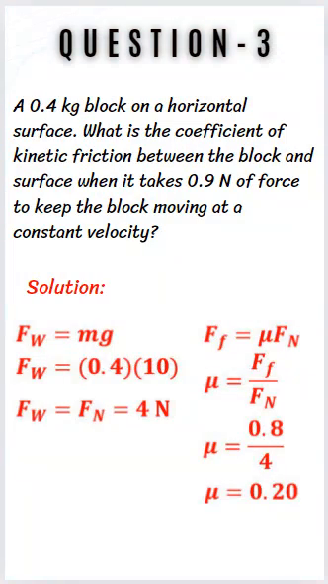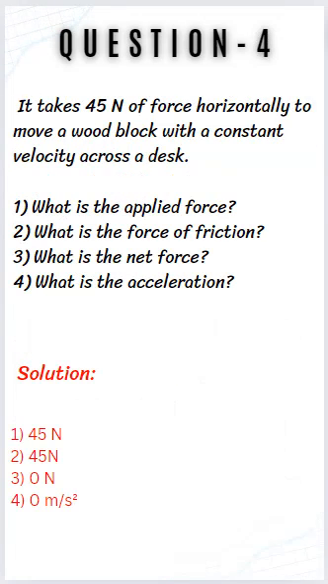In question 3, weight of the object is given, frictional force is given, and the object is moving with a constant velocity. So applied force is just enough to overcome frictional force. Coefficient of friction equals frictional force divided by weight of the object. We get mu equal to 0.2. Read question number 4 carefully. Applied force equals 45 Newton.